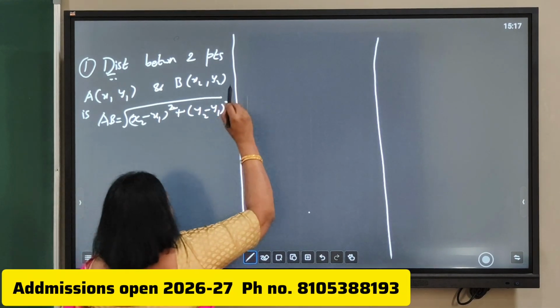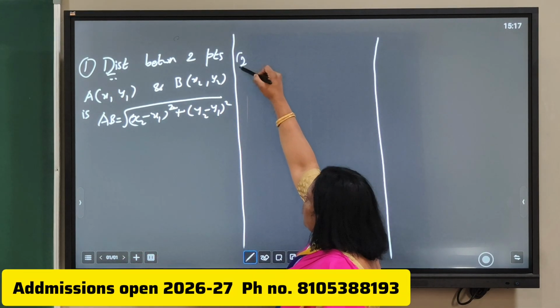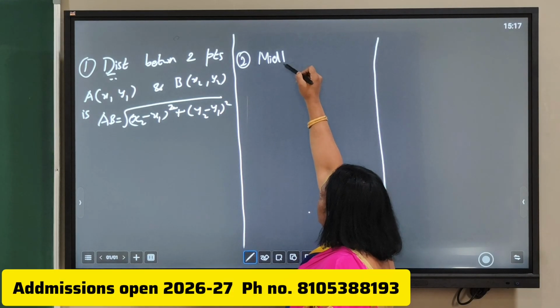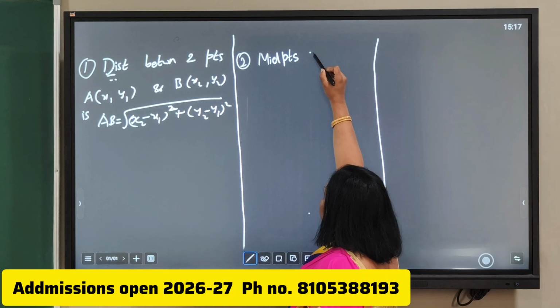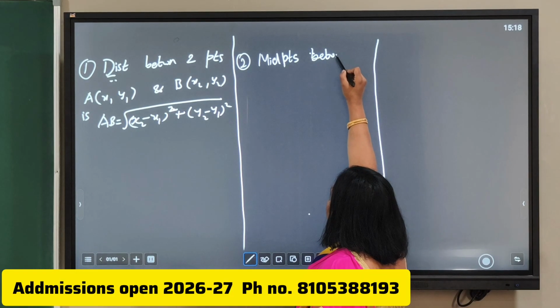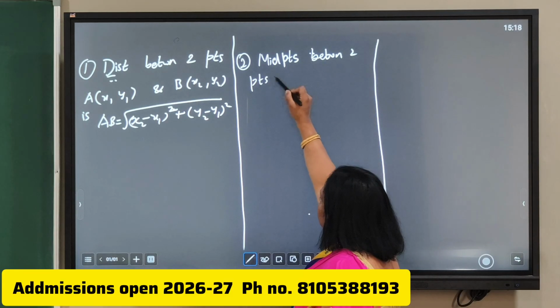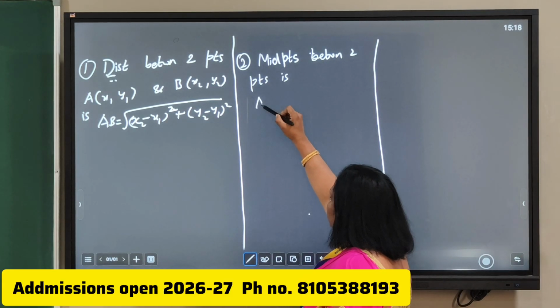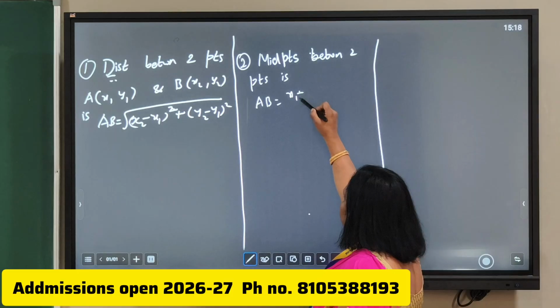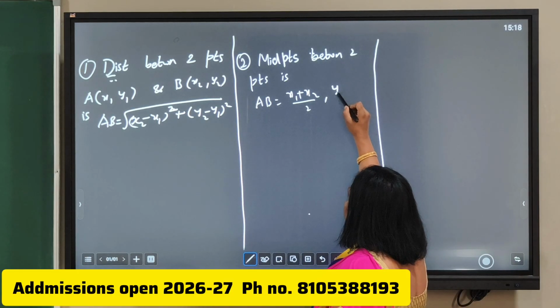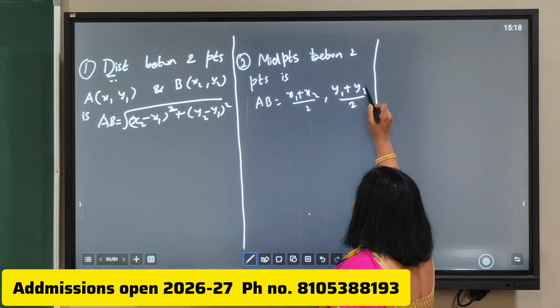The second formula is the midpoint formula between 2 points. Midpoint formula between 2 points is, so suppose AB is equal to x1 plus x2 by 2, y1 plus y2 divided by 2.